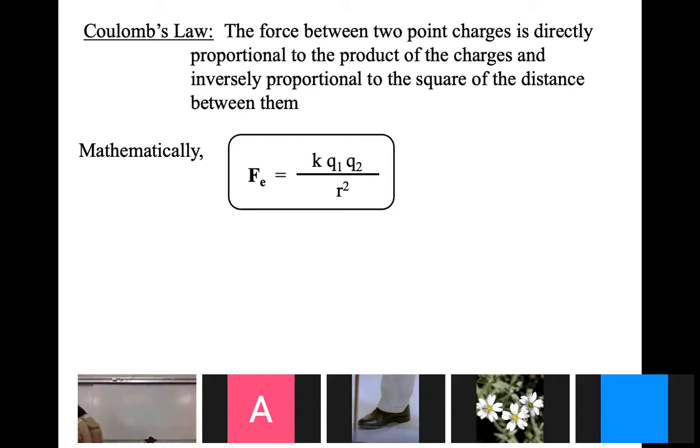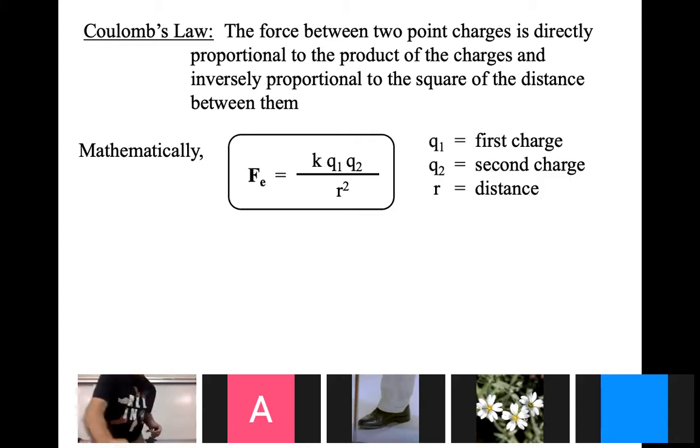I'm going to write this on the board. The electric force is equal to k Q1 Q2 over r squared. Now, what do these represent? Q1 is the first charge, Q2 is the second charge, r is the distance, and k is a proportionality constant that had to be measured. And it was measured, and it turned out to have a value of 9 times 10 to the 9 newton meter squared per coulomb squared.